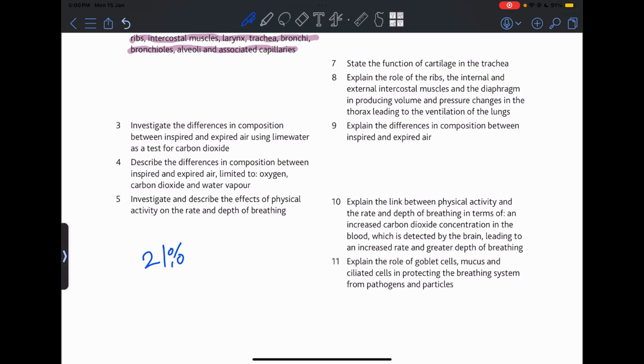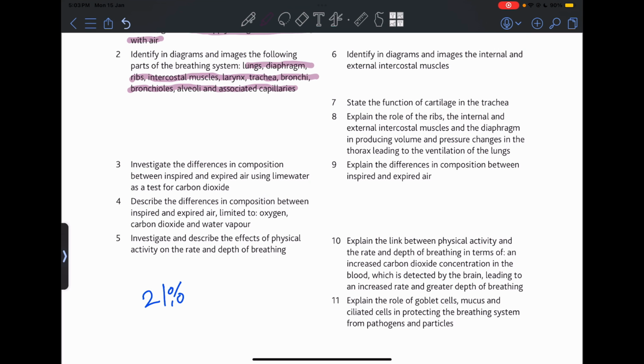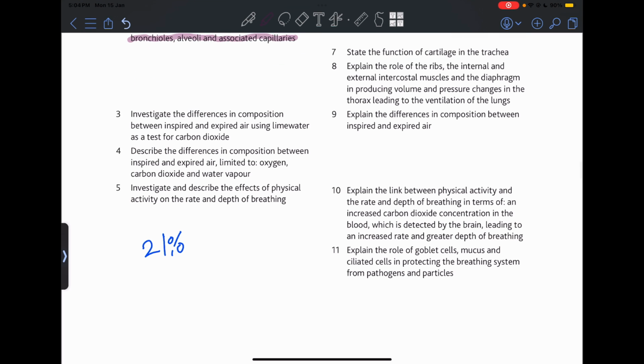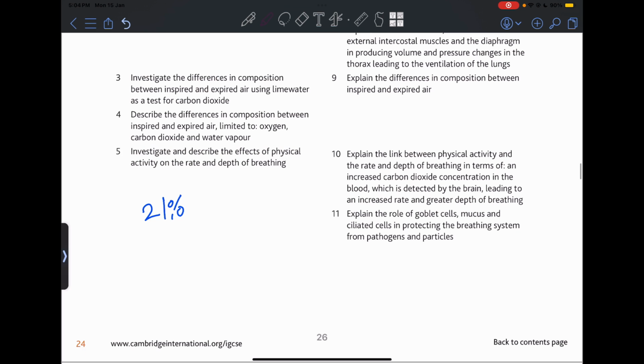The internal and external intercostal muscles are opposites. So if the internal intercostal muscle is contracting, then the external has to be relaxed. And the diaphragm will change shape according to whether you are breathing in or out. Number 9 says explain the differences in composition between inspired and expired air. As I said before, the inspired air has higher oxygen than the expired air.